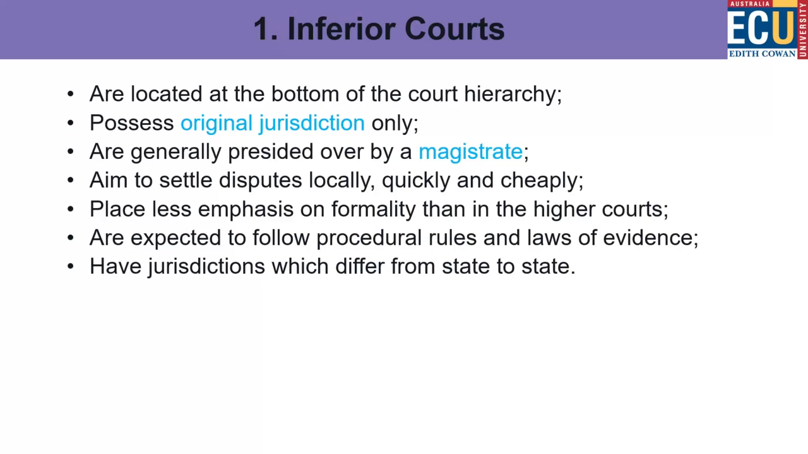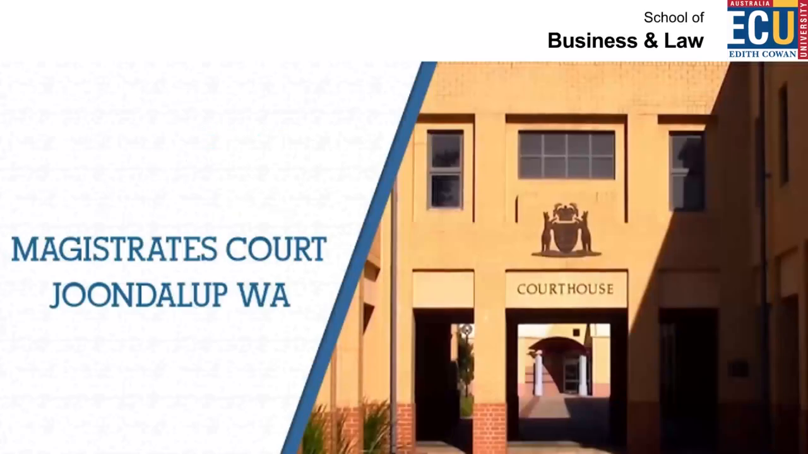So inferior courts are presided over by magistrates, or in some cases, in some states, even a justice of the peace can sit in a magistrate court and hear a case, but no judges. At this lower level, judges do not sit and hear any case. Only magistrates will hear cases in an inferior court, or in a magistrate court in WA, right? So they have both types of jurisdiction, civil and criminal.